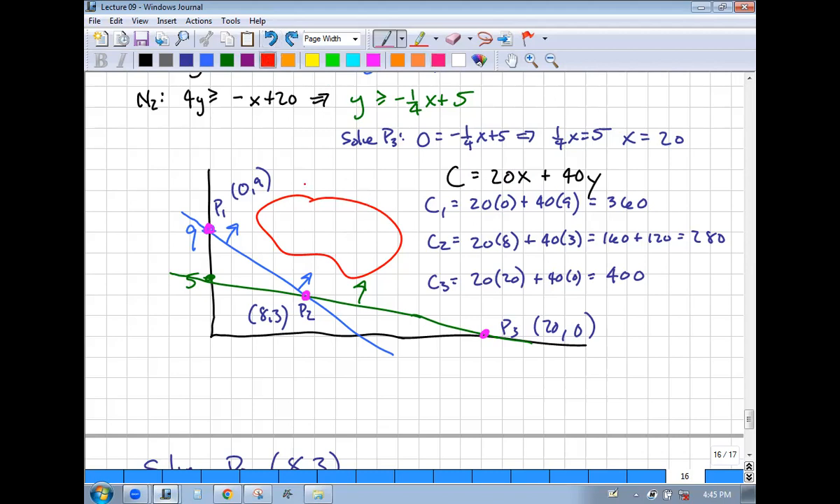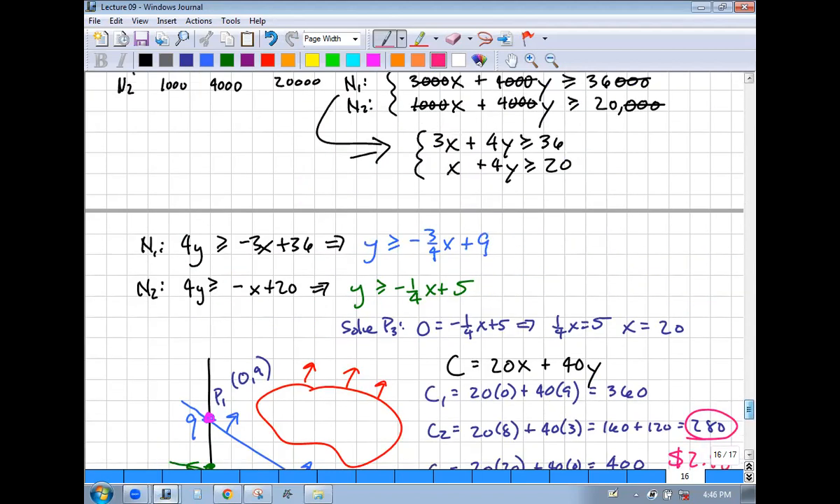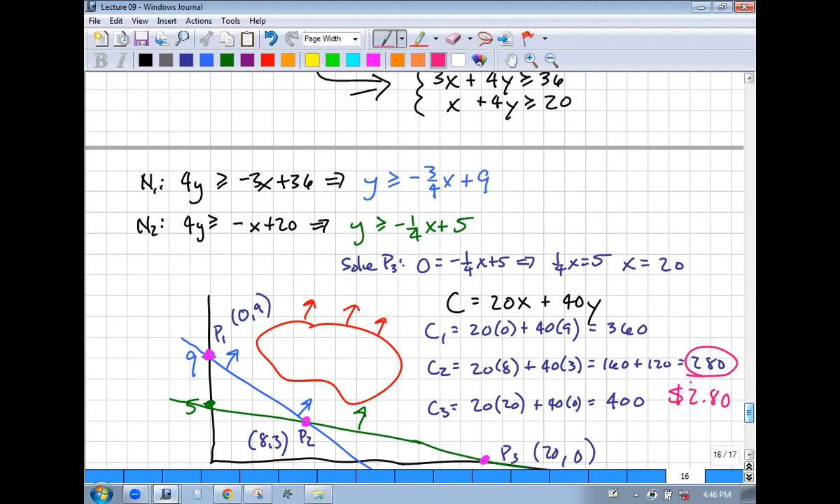Our region here has no bound. So our minimum cost is going to be right here. Since cost is in cents, this is $2.80 per pound, I guess is what they're talking about here. And the 280, so it's the one where we thought it would be. That's where our minimum is at.